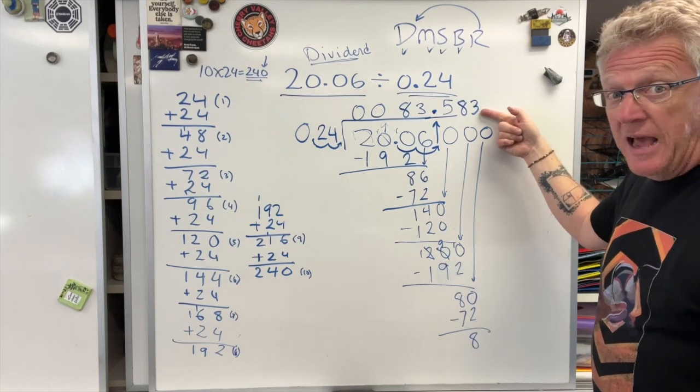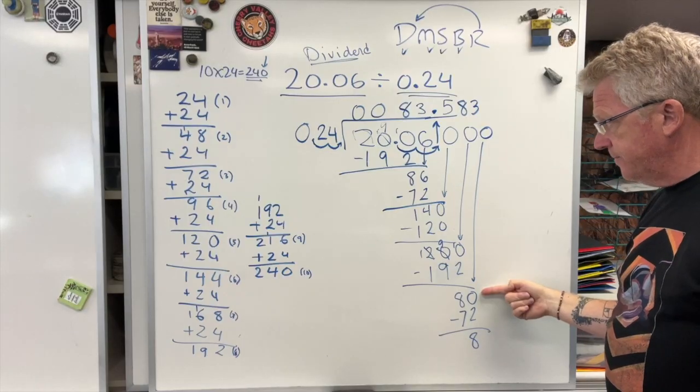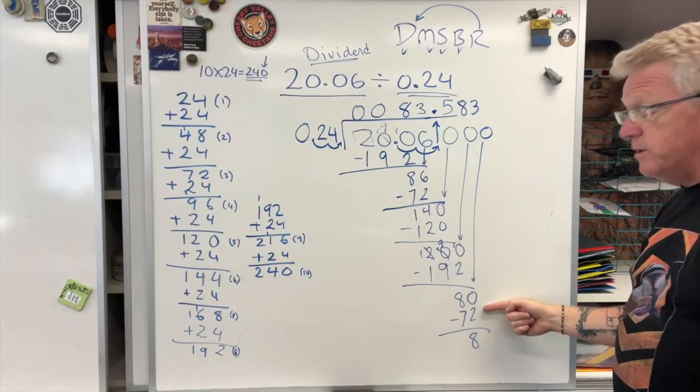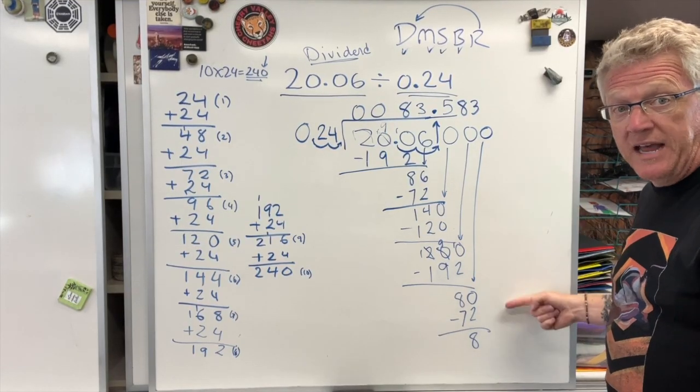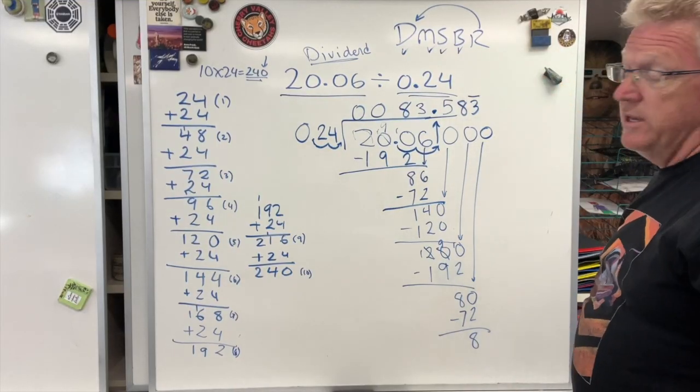But just something that I noticed is if I added another 0, bring it down, I'd have another 80. And then 24 would go into 80 3 times. 3 times 24 is 72. And I'd subtract, I have an 8. And add another 0, bring it down, it's an 80. So we have now hit a repeating decimal here.